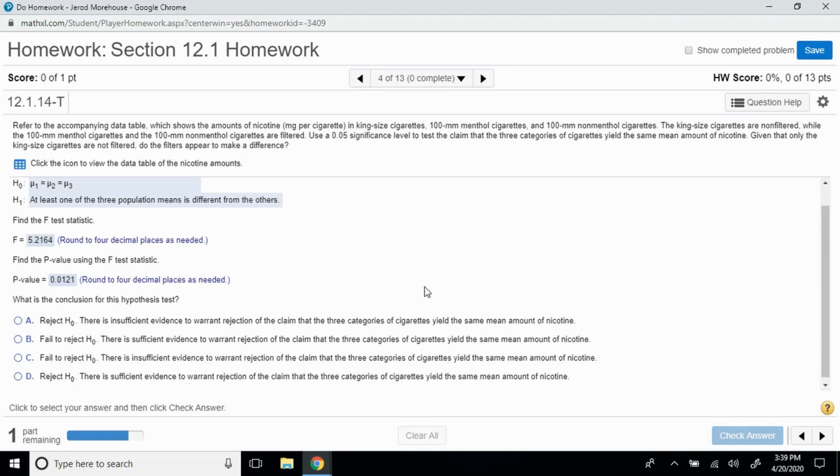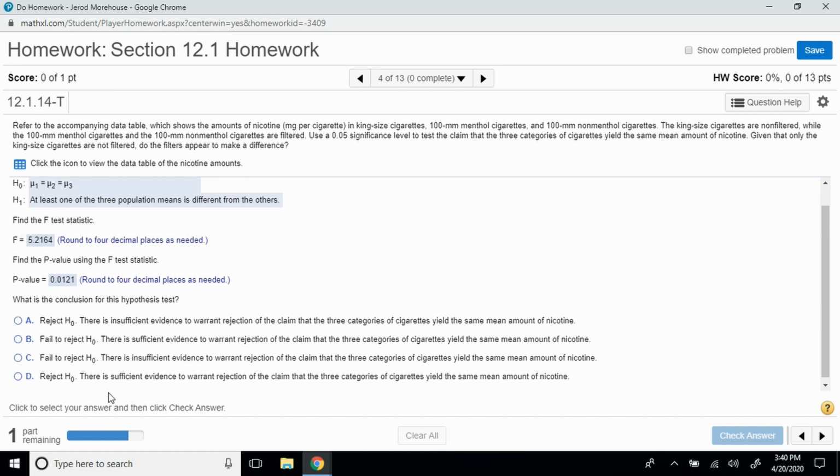All right. Now, what's our conclusion? Our significance level was 5%. Our p-value was less than our significance level, so we're going to reject the null in favor of the alternative. So only A and D are possible answers here. A says, reject the null. There is insufficient evidence to warrant rejection of the claim that the 3 categories of cigarettes yield the same amount of nicotine. That doesn't seem right. Since we are rejecting the null, there should be sufficient evidence to reject this claim. So D is probably going to be the right answer, but let's take a look at it anyways.